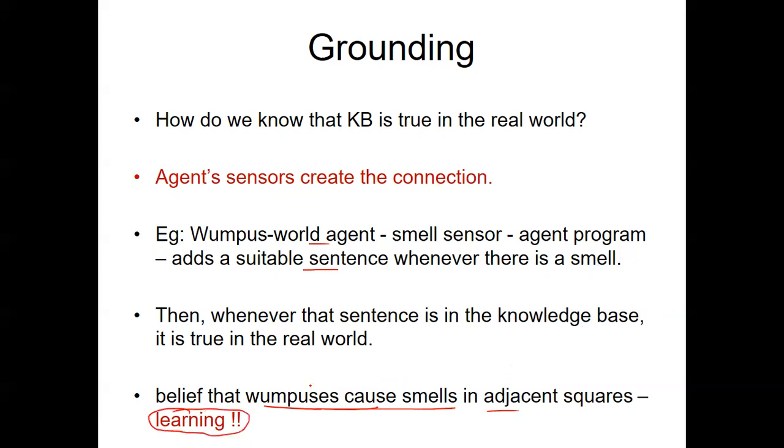Probably once or twice the agent might have been killed by the wumpus, and whenever the agent got killed, it might have experienced smell in the adjacent cell, and based on that, the program might be learning, or this basic information can be fed by the programmer.